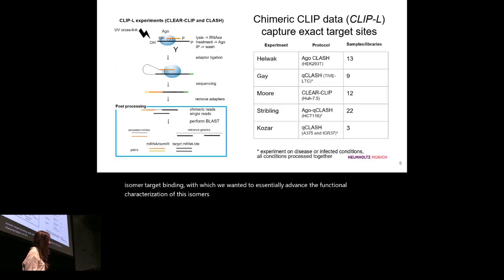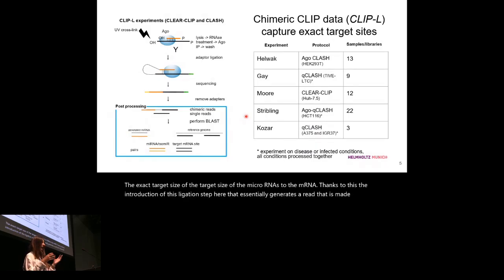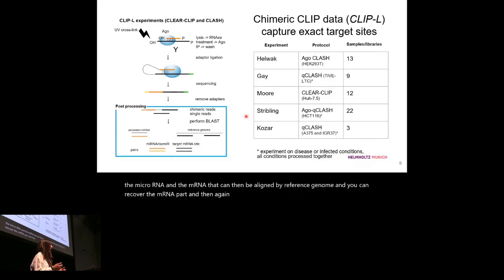And for this, we started by collecting and curating 5 different public data sets based on chimeric CLIP. And very briefly, chimeric CLIP, unlike the predecessor CLIP, is a protocol that allows capturing the exact target site of the microRNAs on the mRNA, thanks to the introduction of this ligation step here that essentially generates a read that is made of both the microRNA and the mRNA. It can then be aligned to the reference genome, and you can recover the mRNA part, and then against annotated microRNAs, from which you can get the miRNA part.